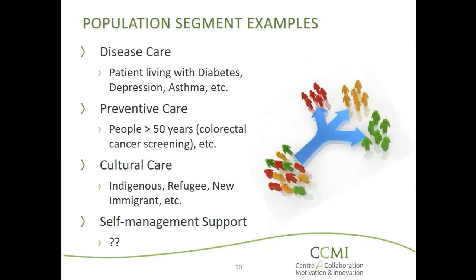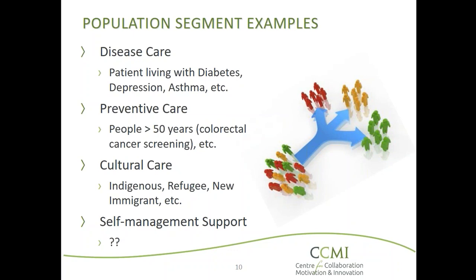So here are some examples. You might segment populations by a chronic condition that the patient is living with. This is probably the most common segmentation that you've seen. You've heard about registries of patients with diabetes or patients with congestive heart failure or depression. So that's a very common way of segmenting patients and looking at the care that the patient needs.